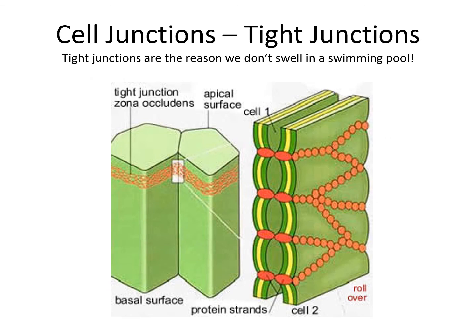So once again, tight junctions here you can see are welds between cells. What is the function of a tight junction? They help to prevent water passage between cells. They are impermeable to the passage of fluids. Tight junctions, by the way, are the reason we don't swell when we go in a swimming pool.